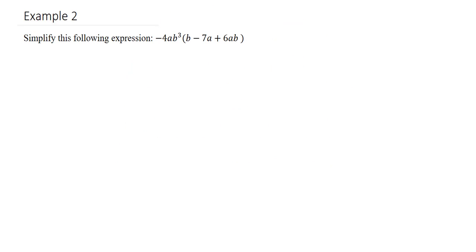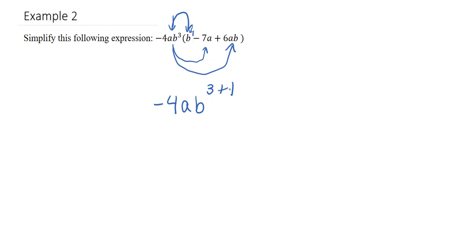So example 2, we're going to simplify the following expression. So now we have to multiply this term by each term inside the parentheses. So let's go ahead and start doing that. So we have negative 4ab to the third times b. Well, there's no number, so we can just assume it's 1. So we're just going to go negative 4 times 1, so that's negative 4. There's no a in this term, so we can just go a. Then we have b to the third and b to the first power. So let's go 3 plus 1.